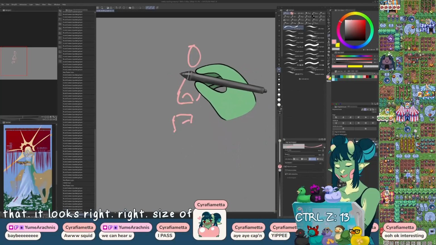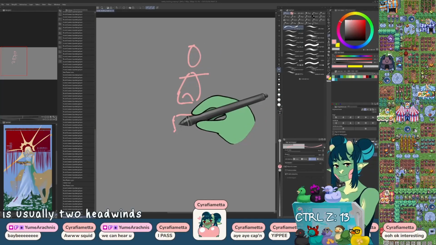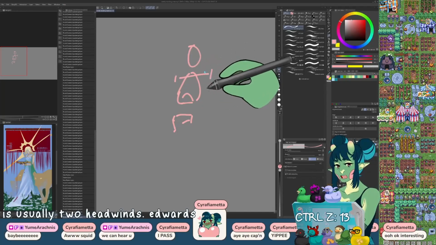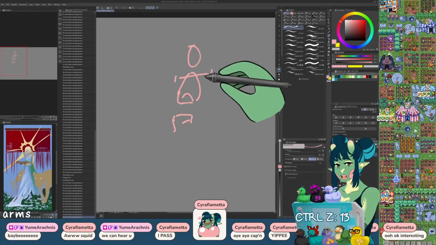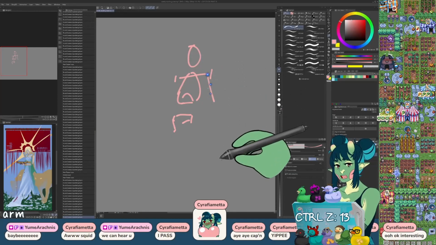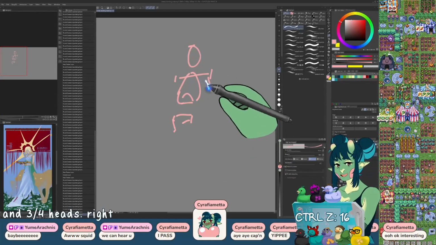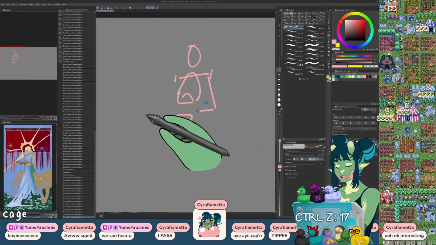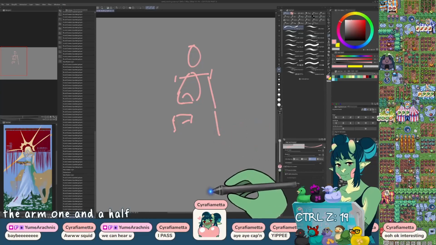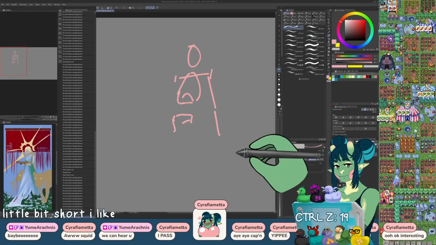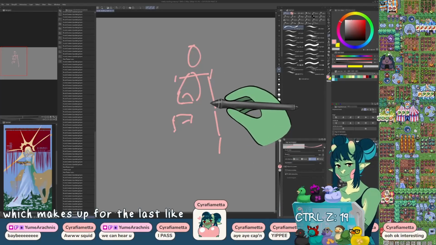The size of the chest, your clavicle, is usually two head widths. Two widths of your head, shoulder to shoulder. Okay? Arms. The top part of the arm is 1.5 heads, or 1 3/4 heads. So it's a little bit longer than your rib cage. It's right about here. Okay? The bottom part of the arm, 1.5, just a little bit shorter. And then there's a hand, which makes up for the last, like, fourth. Right?